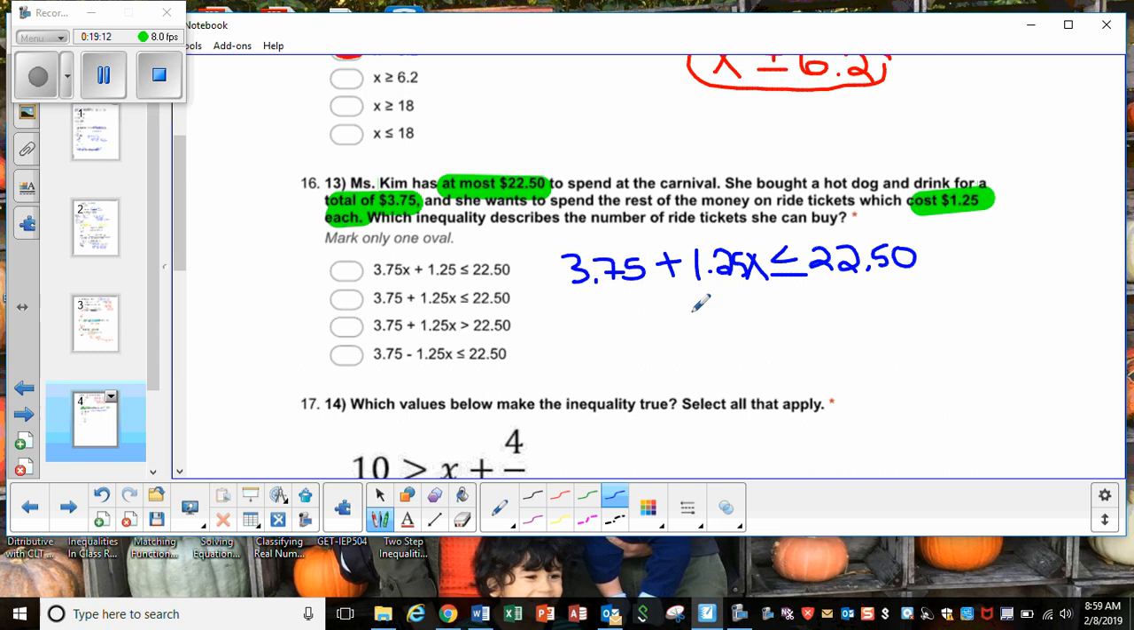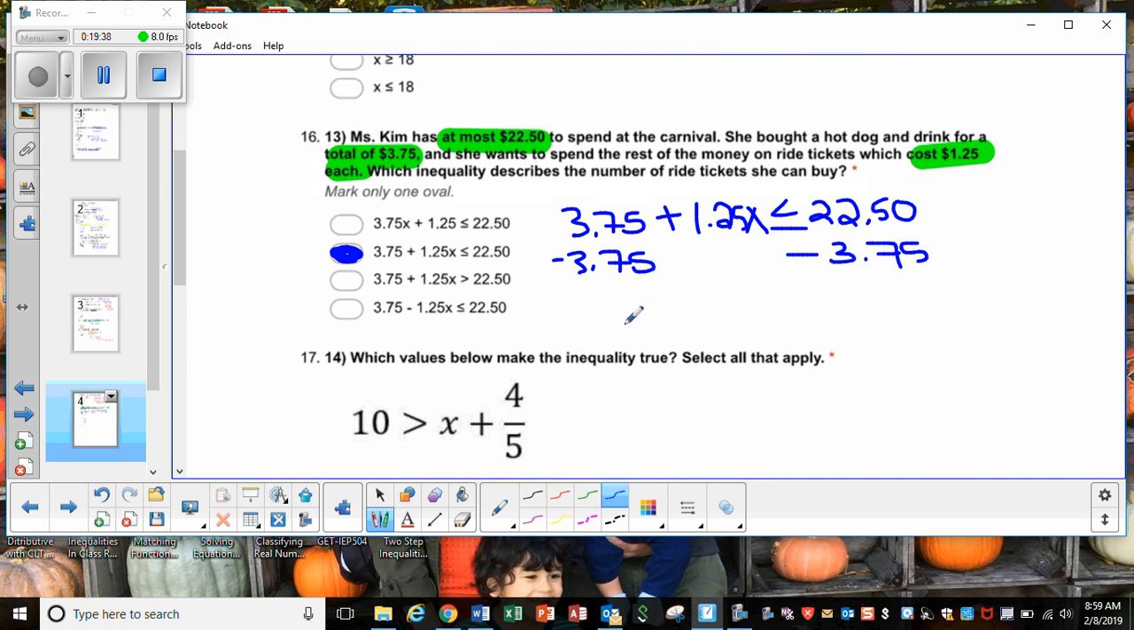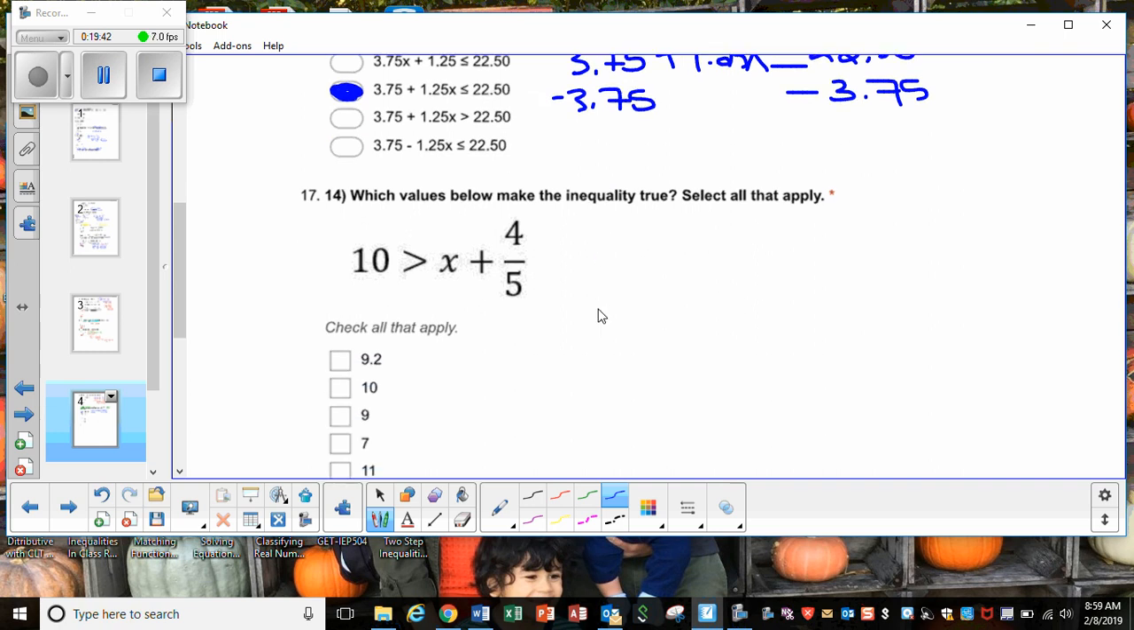We need to figure out how many rides she can go on so that she spends no more than $22.50. So the inequality that matches this is the second one. If we were to solve this inequality, we would have to take off the cost of the hot dog and the drink, and then divide the remainder by 1.25x to see how many rides she can go on. We are not asked to solve here though, we are translating.